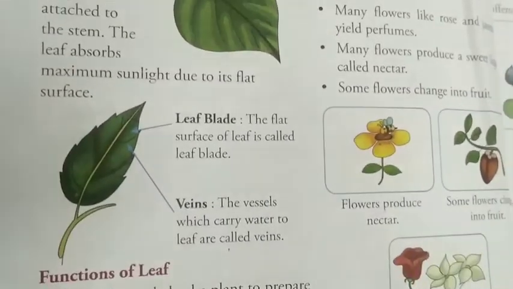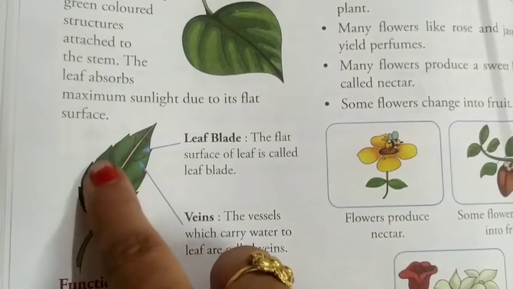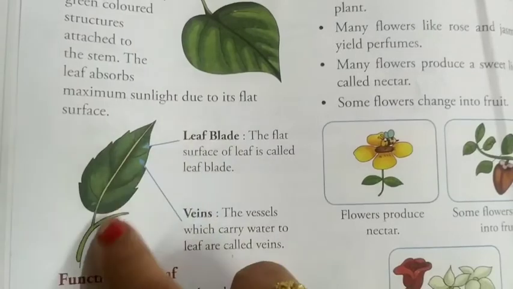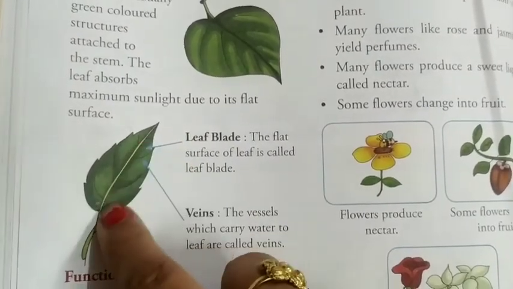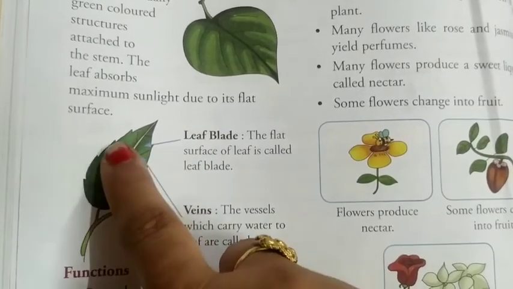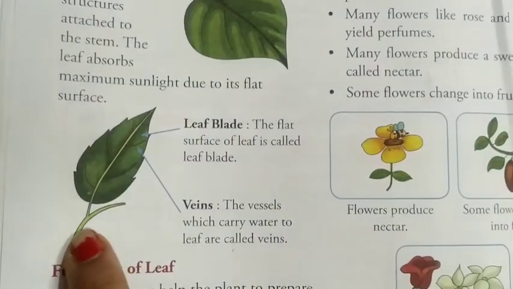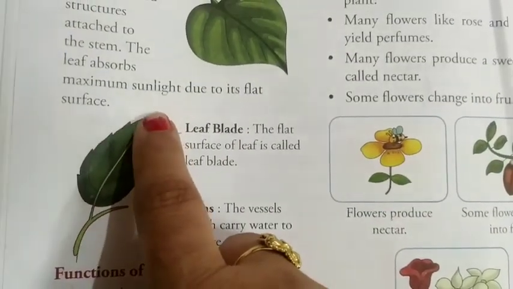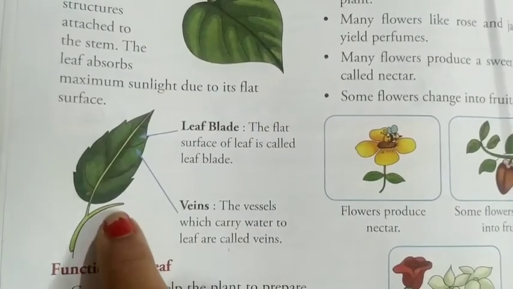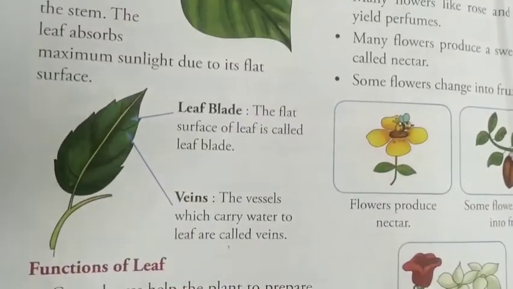Okay, this is the structure of the leaf, beta. This is the leaf. The flat green part is called the leaf blade. This middle vein is called the mid vein, and the veins coming out on the side are called side veins. This is called the stalk, and the tip of the leaf is called the leaf apex. You have already drawn the diagram of the leaf in your notebook. So these are the main parts of the leaf.